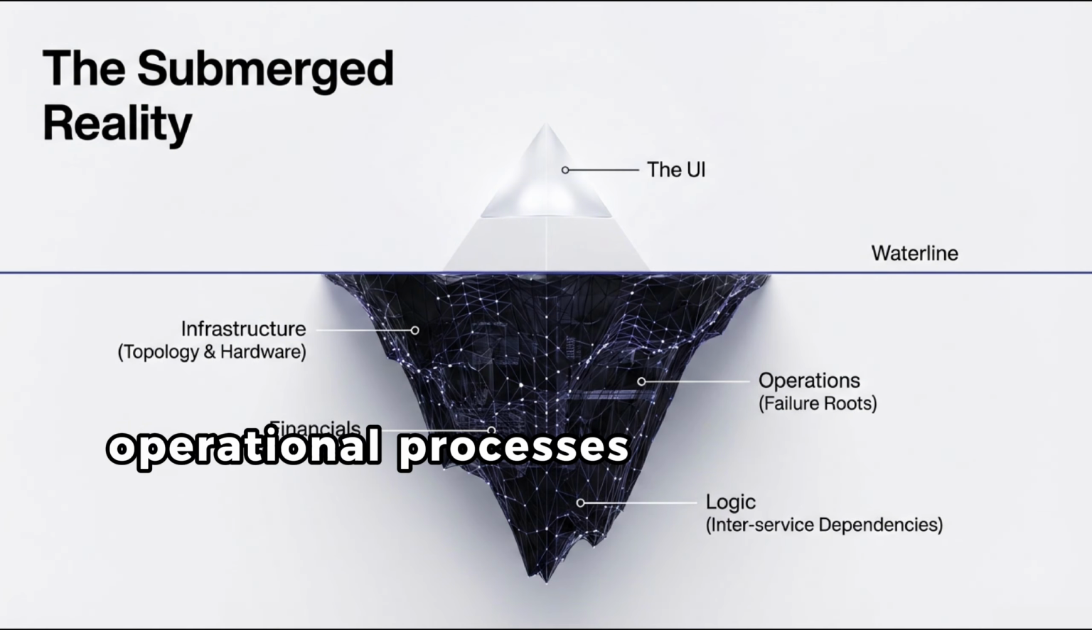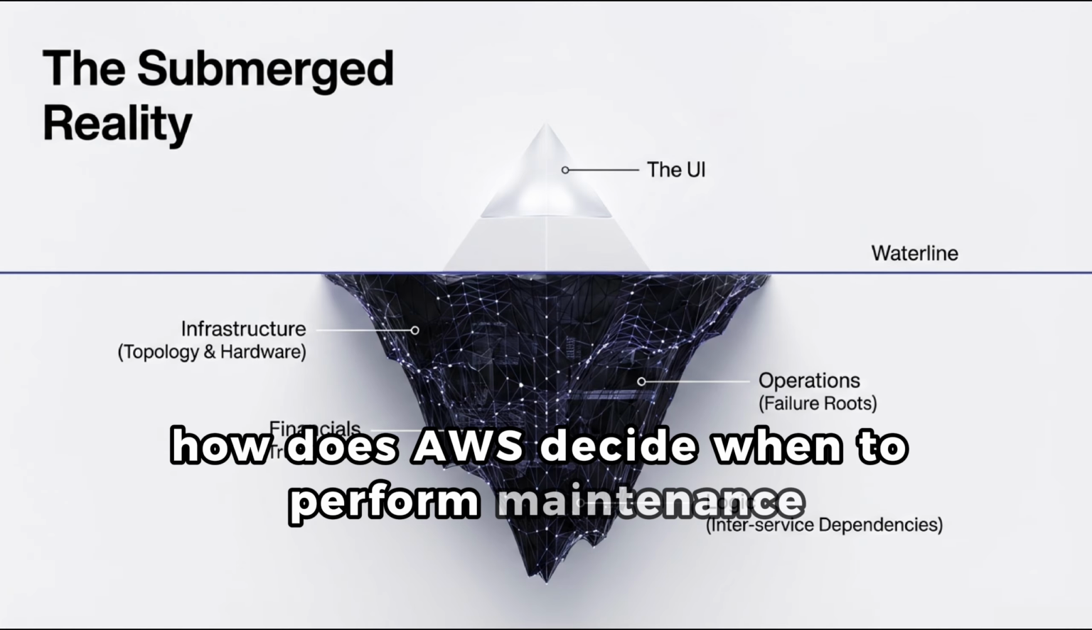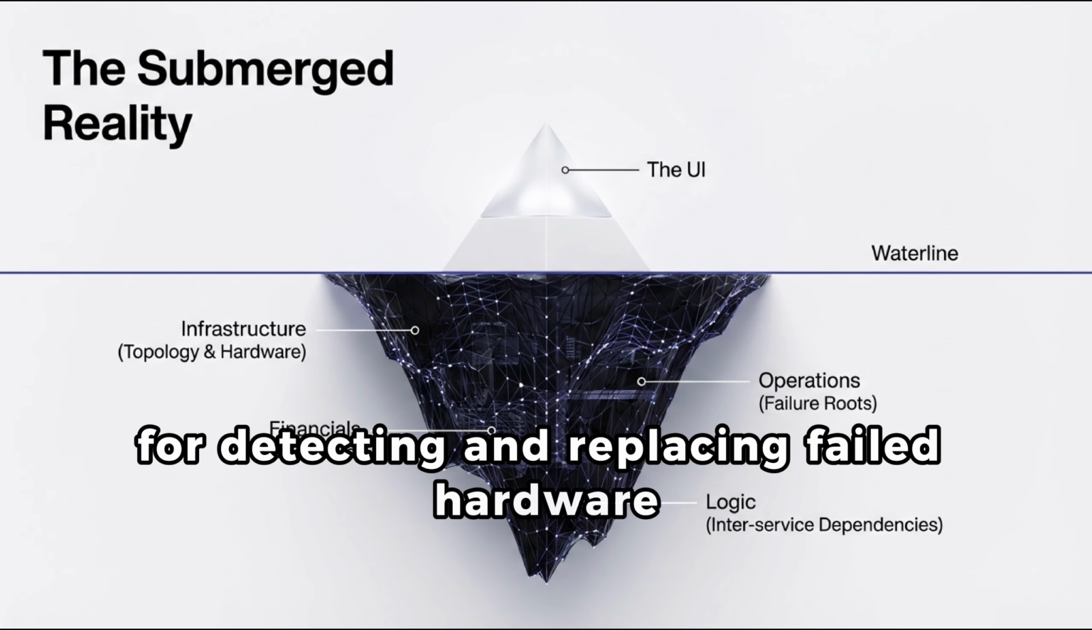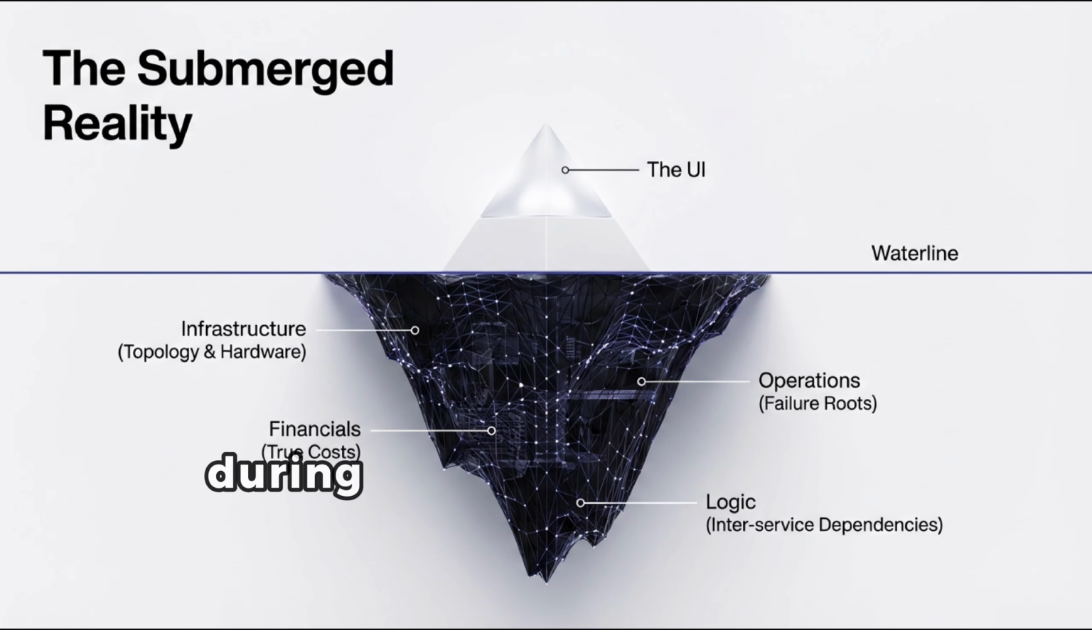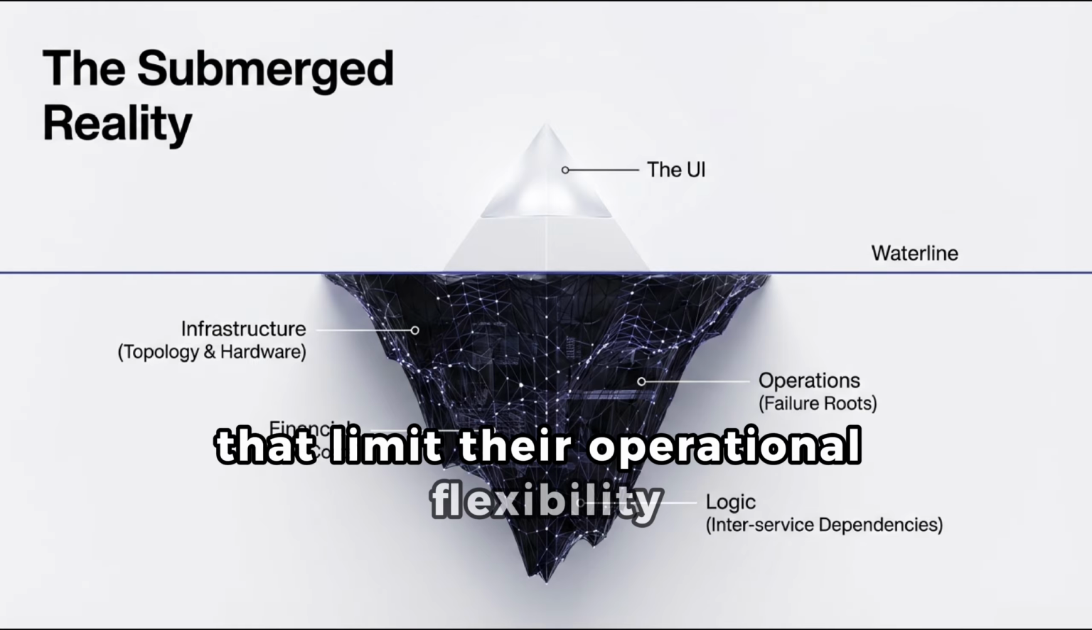Operational processes are hidden for flexibility and simplification. How does AWS decide when to perform maintenance on your EC2 instance? What's the exact process for detecting and replacing failed hardware? How do they allocate capacity during high-demand periods? Hidden because you don't need to know, and revealing it would create expectations that limit their operational flexibility.